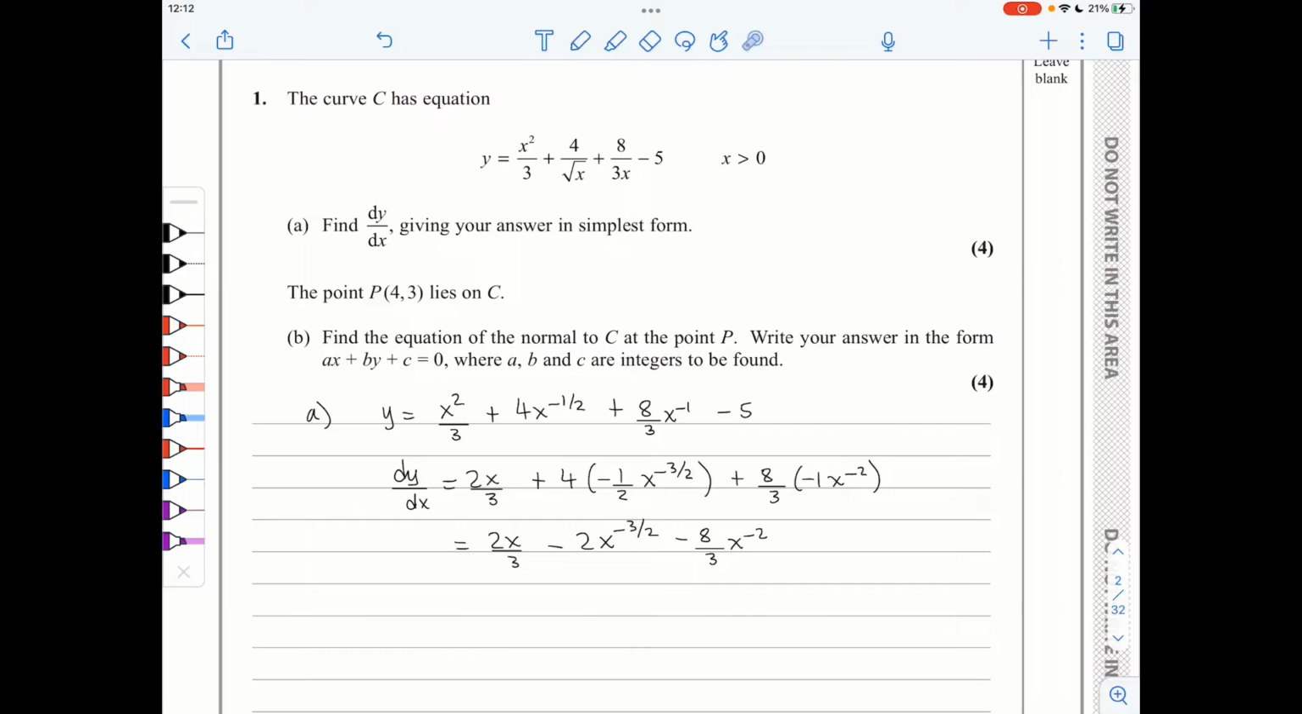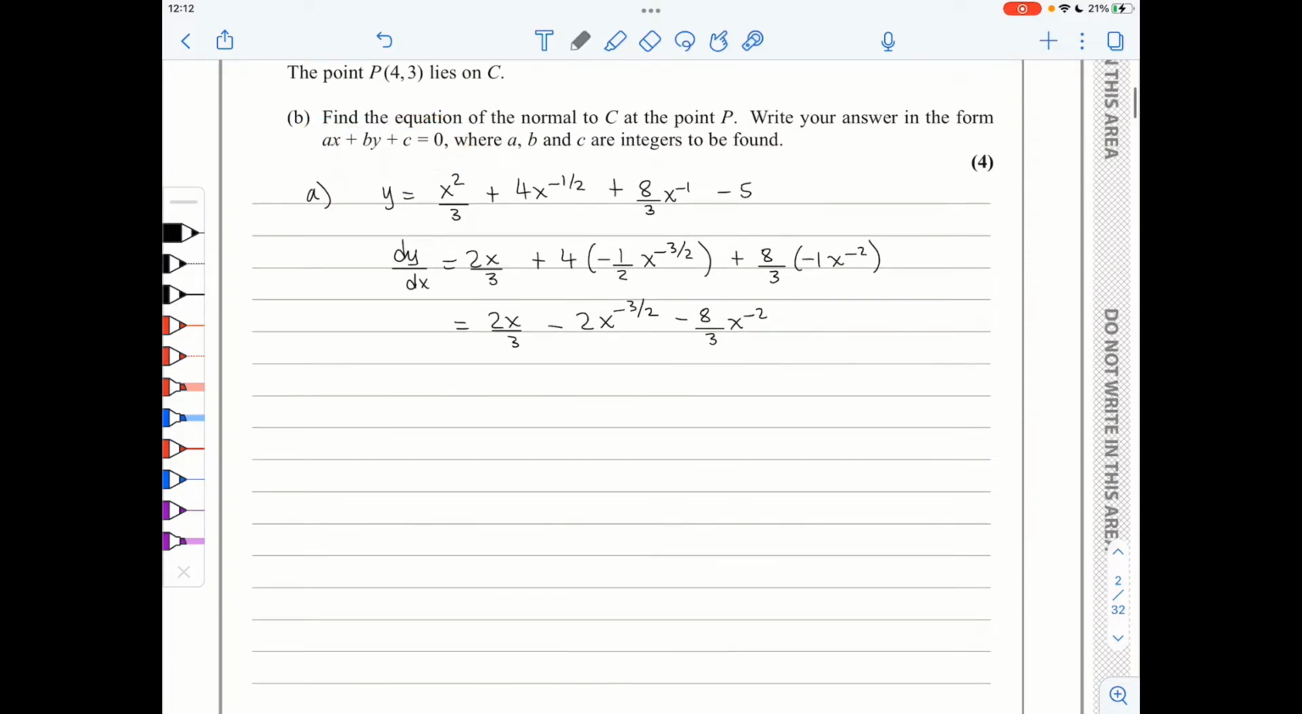And then part B, we're being given that point P with coordinates 4, 3 lies on C. And we need to find the equation of the normal to C at the point P, giving our answer in this particular form. So I will start by evaluating dy/dx at x is 4 in order to recover the gradient of the tangent at x is 4. So it will be 2 times 4 over 3 minus 2 times 4 to the minus 3 over 2 minus 8 over 3 times 4 to the negative 2. This gives an answer of 9 over 4.